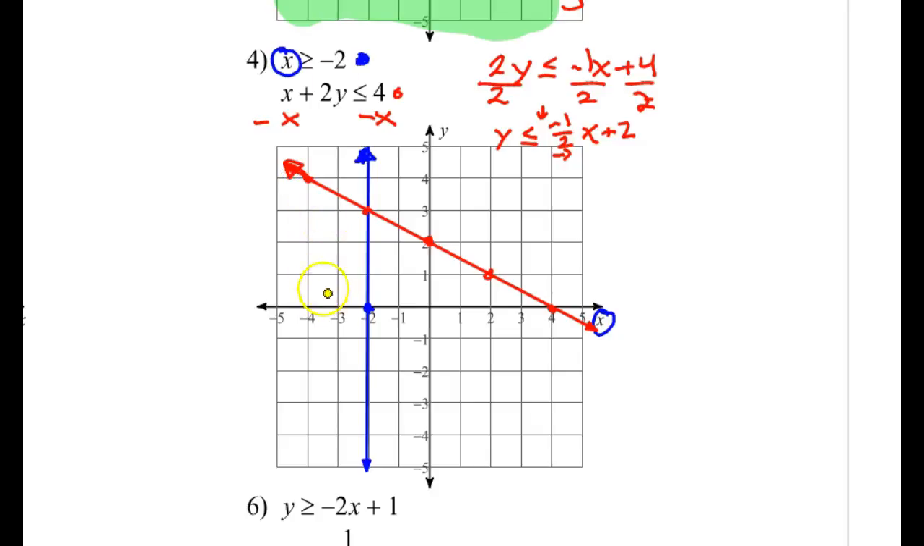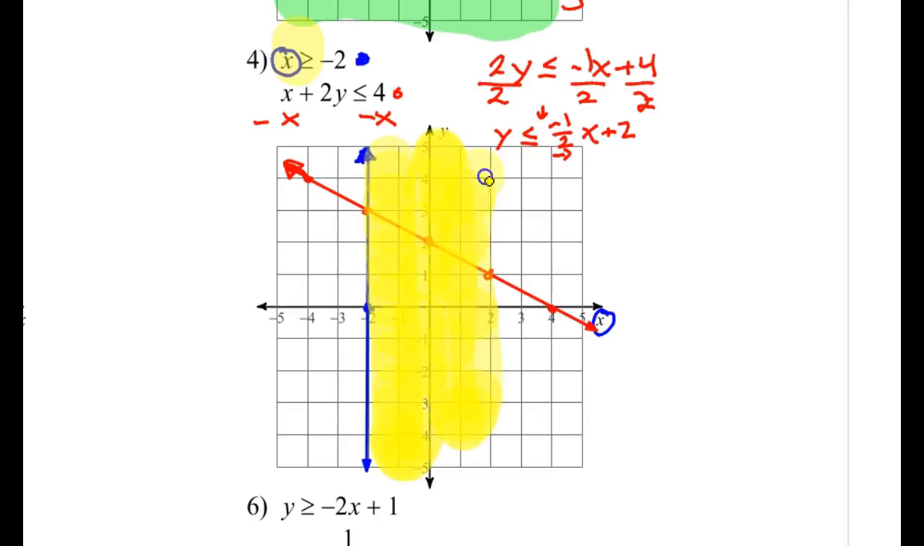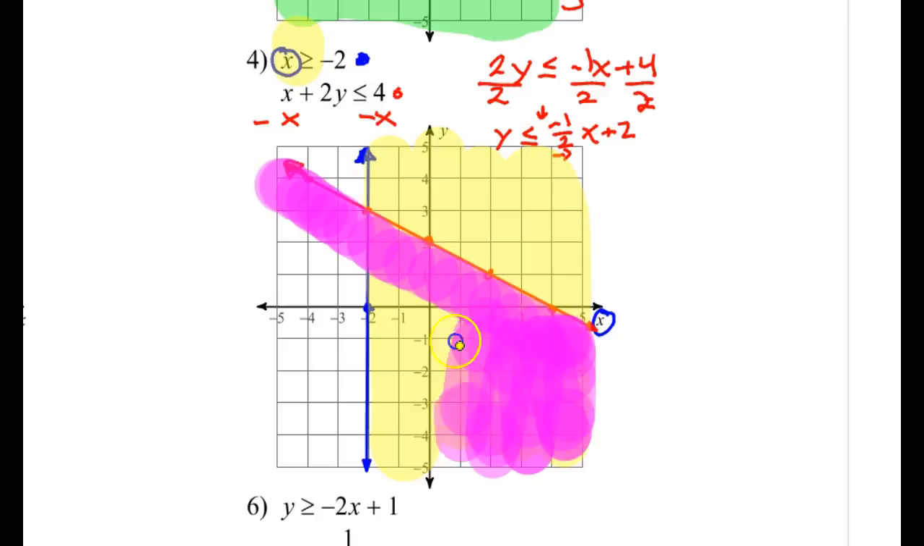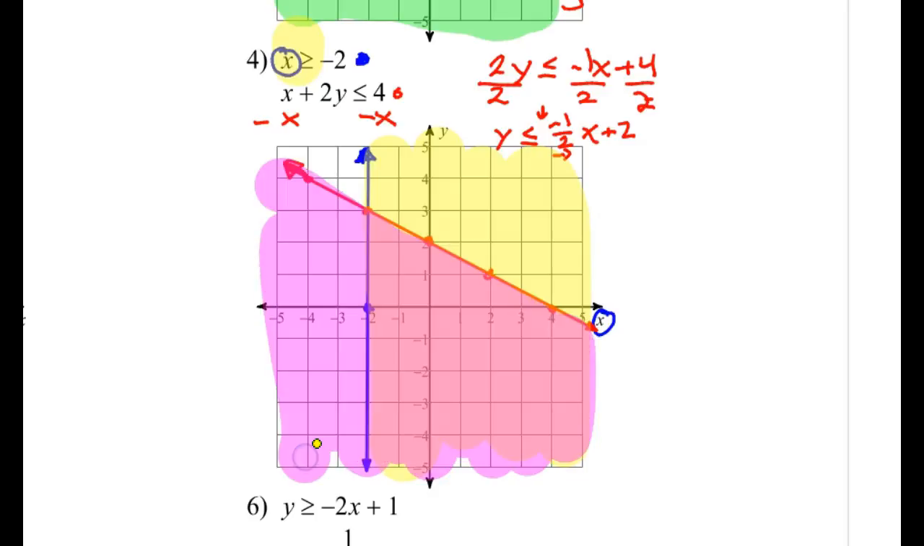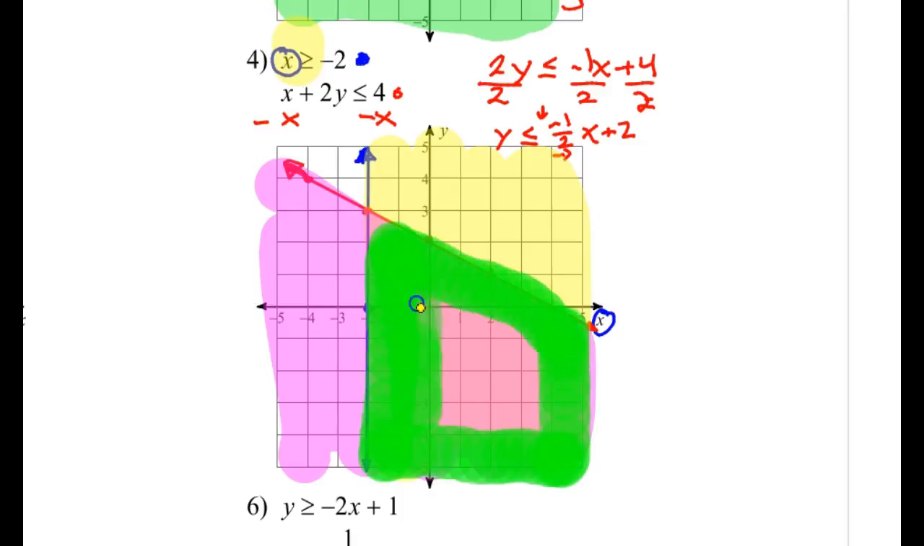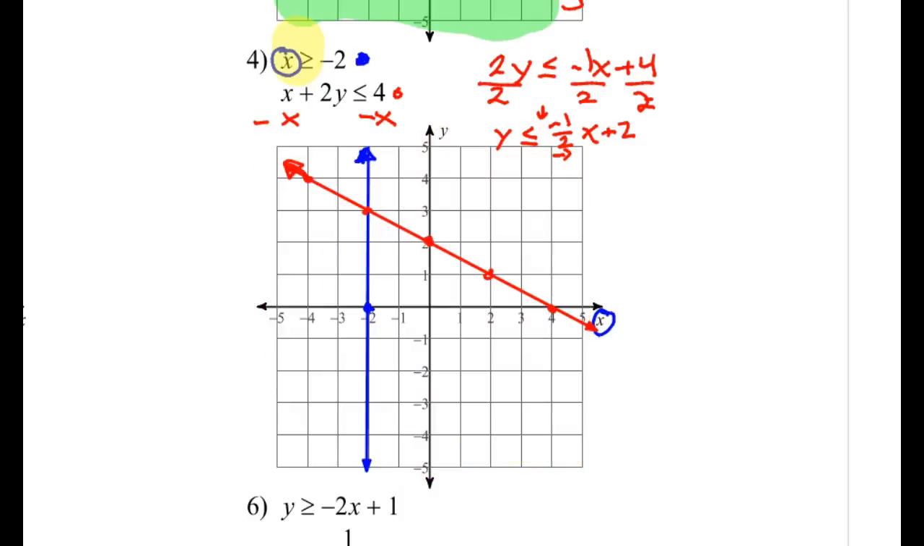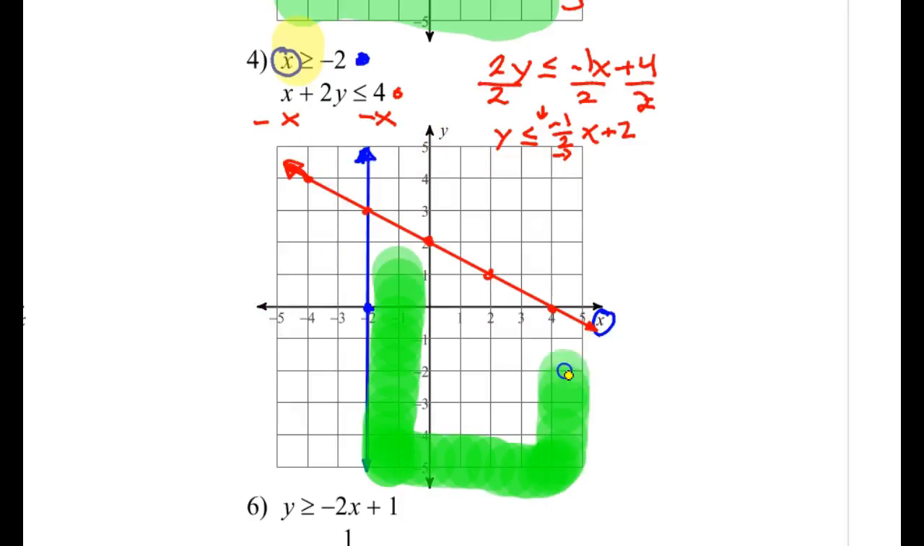And then do the shading. So we want everything to the right, because it's x. These are all bigger than -2. And everything below the red line. So all of this. So it overlaps just right here. So that means you have to erase that part. I have only this shaded.